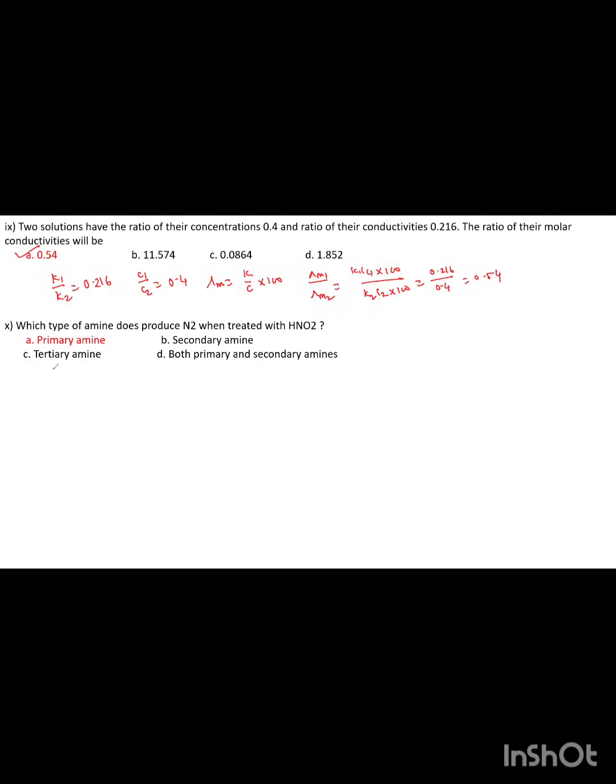Then, which of the following amines produces nitrogen when treated with HNO2? So this is the diazotization reaction. When primary amines, RNH2, react with nitrous acid, it gives RN2+ in the first step, which on hydrolysis gives nitrogen gas elimination.